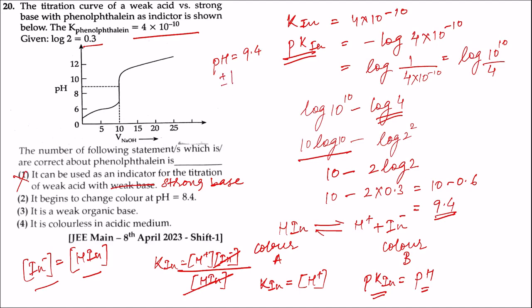9.4 means 9.4 minus 1 हो गया 8.4, एंड 9.4 प्लस 1 हो गया 10.4. तो इस रेंज में फिनोल्फथलीन का कलर चेंज होगा. सो इट बिगिंस टू चेंज कलर एट pH 8.4. स्टेटमेंट इज करेक्ट. इट इज अ वीक ऑर्गेनिक बेस. रॉन्ग. इट इज अ वीक ऑर्गेनिक एसिड. इट इज कलरलेस इन एसिडिक मीडियम. करेक्ट. इट इज कलरलेस इन एसिडिक मीडियम. So how many statements are correct here? The number of statements correct here are 2. So answer is 2.